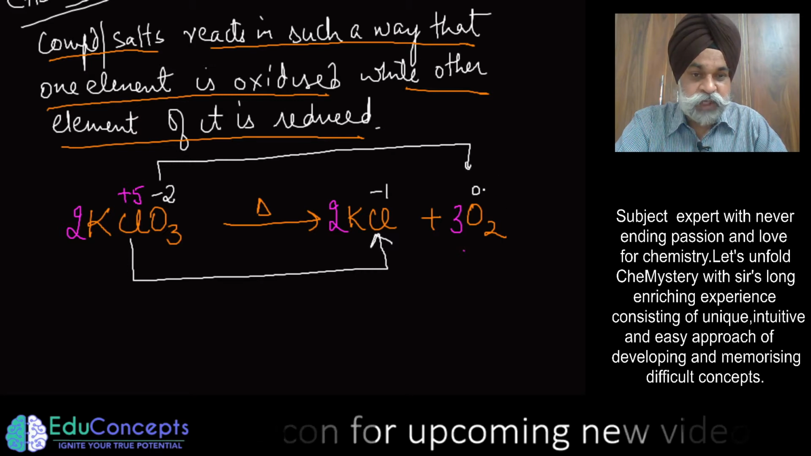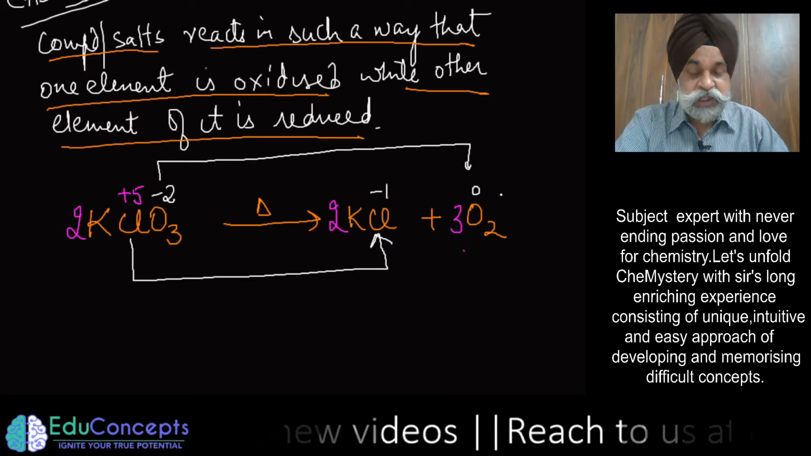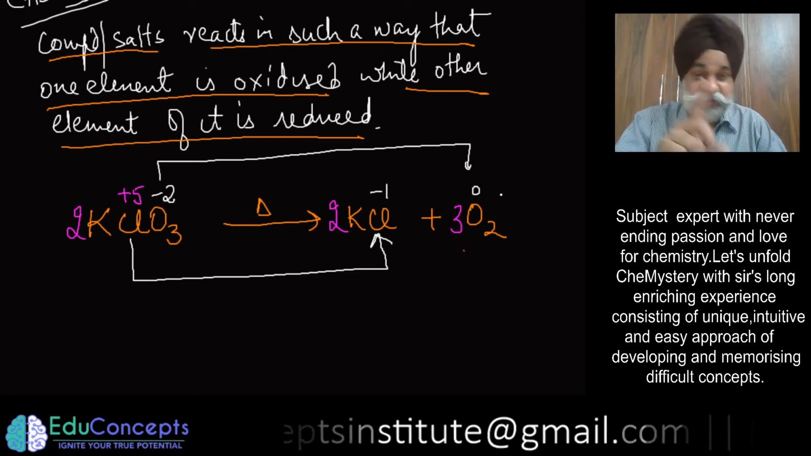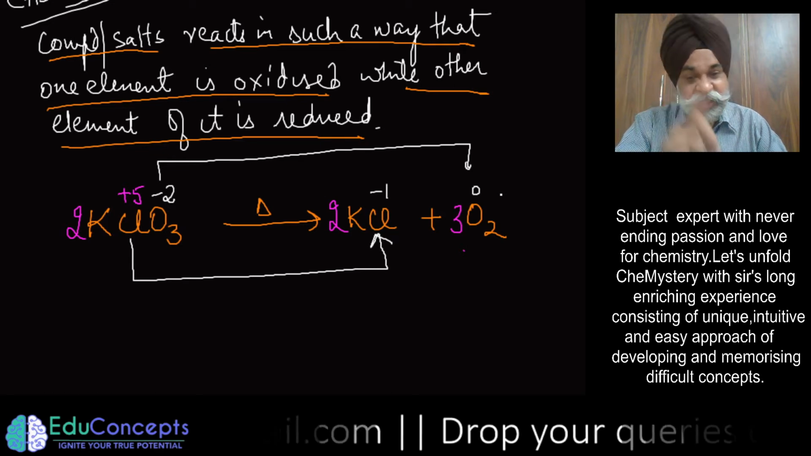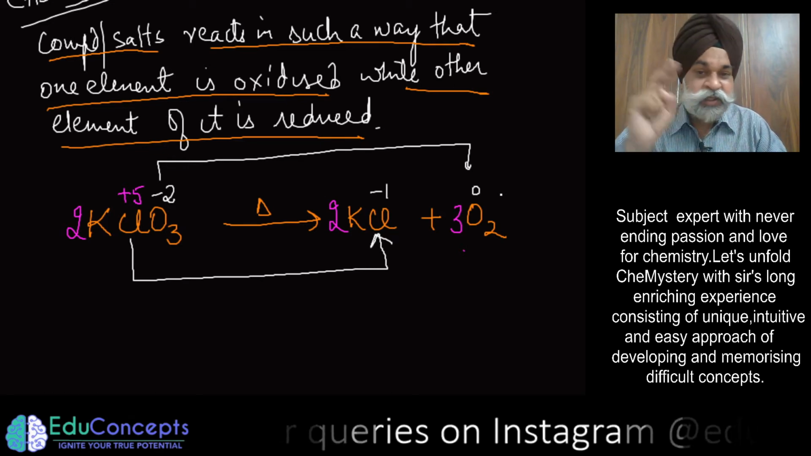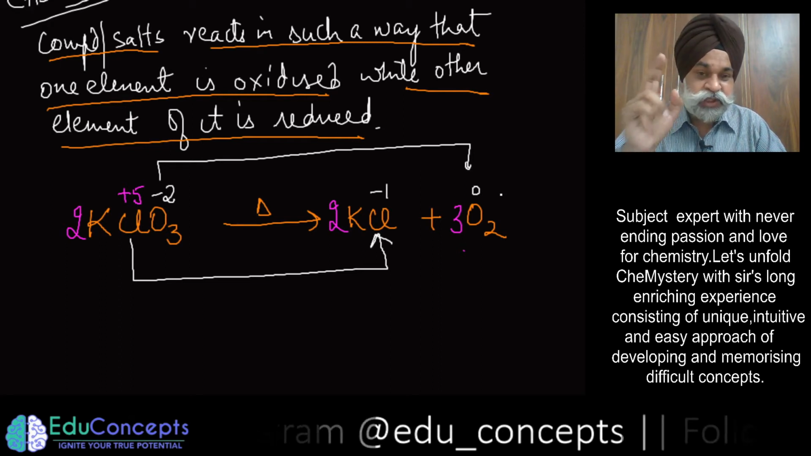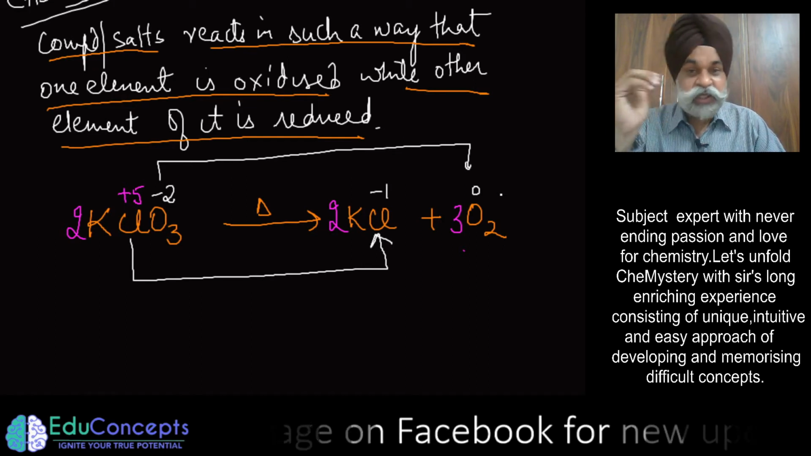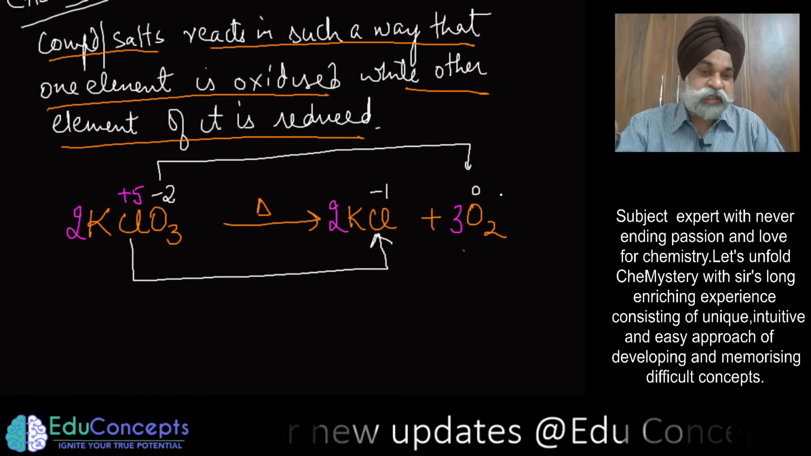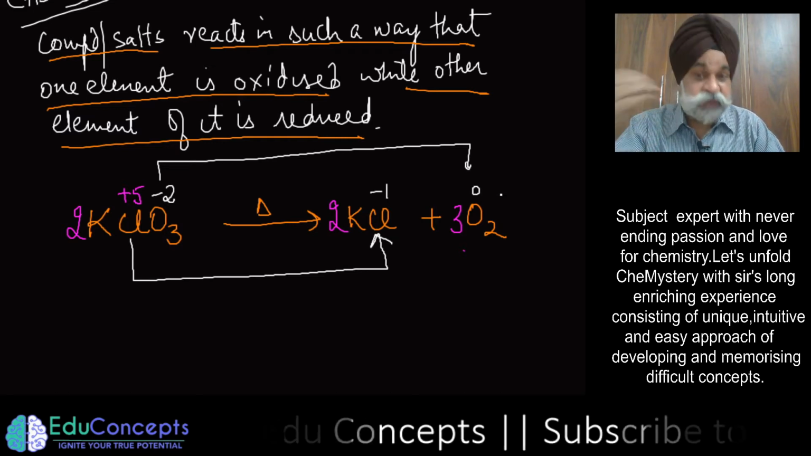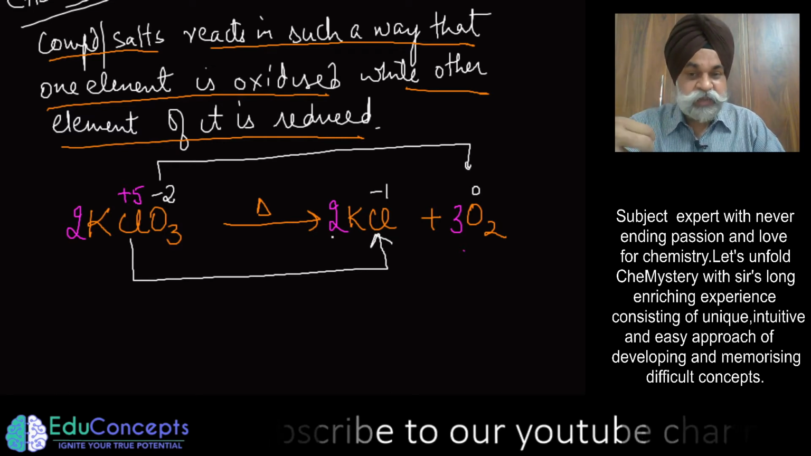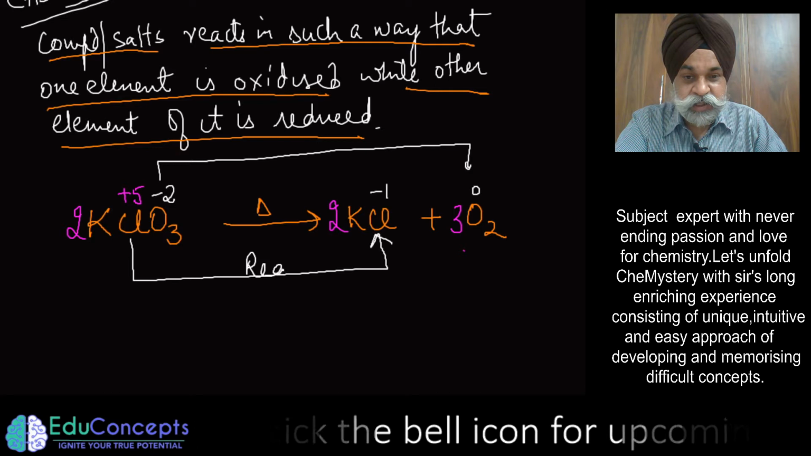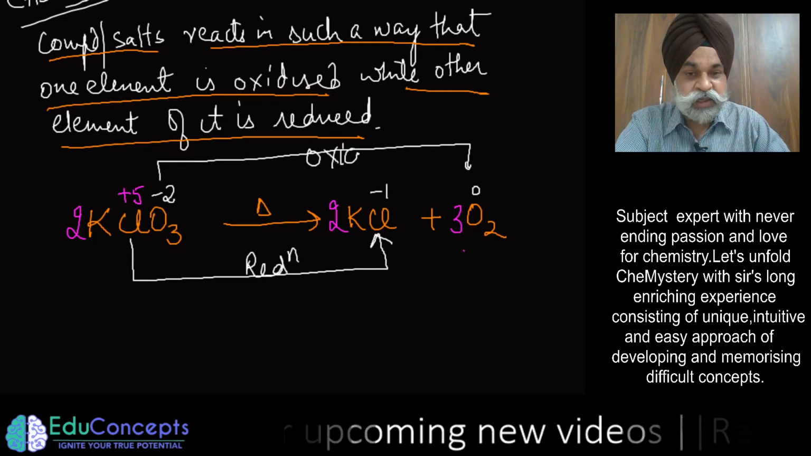Beautiful, wow. Now unlike the previous cases, case number 1 was one element undergoing change in oxidation state and being either reduced or oxidized. Case number 2 was one element undergoing change in oxidation state but going to different products. Case number 3, more than one element of the same compound are either oxidized or reduced. Now this is the case where within the compound one element is undergoing reduction and the other is undergoing oxidation.